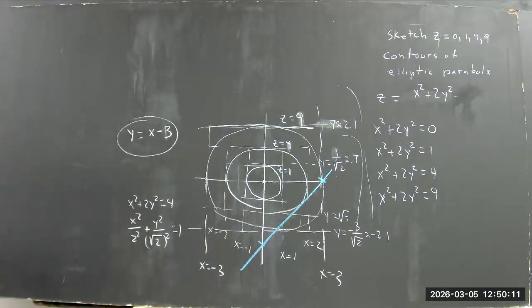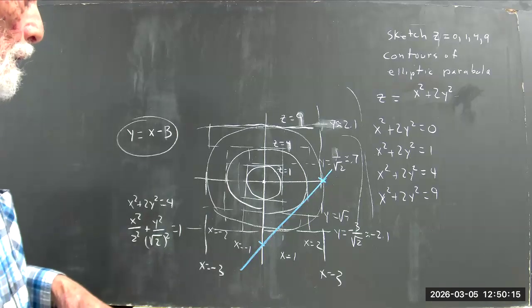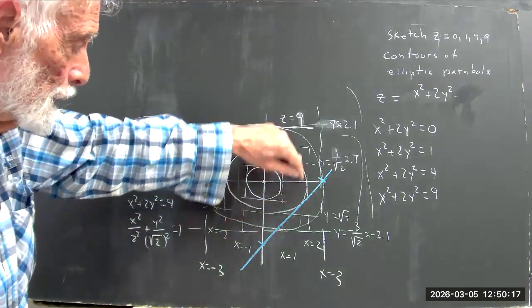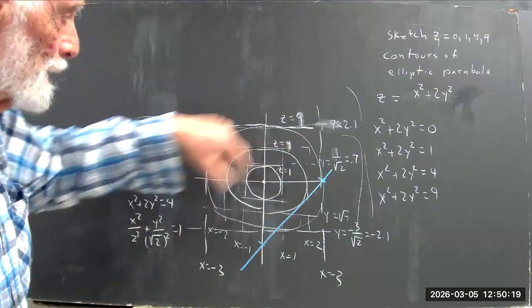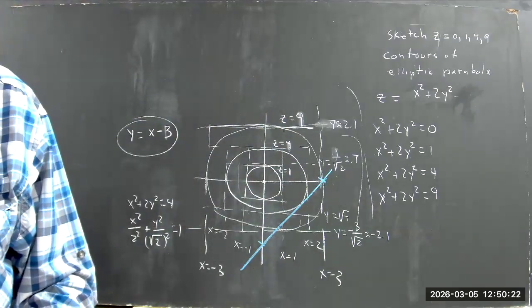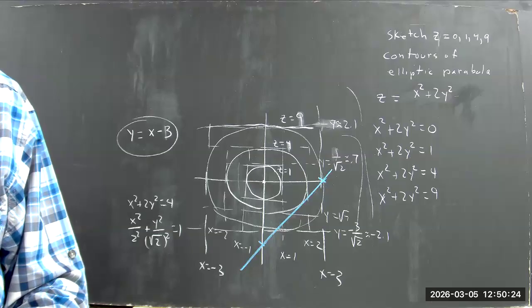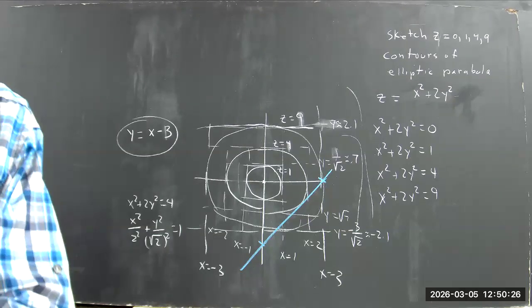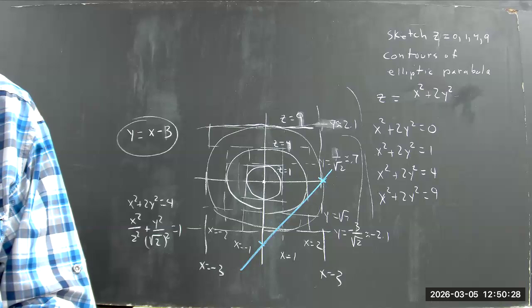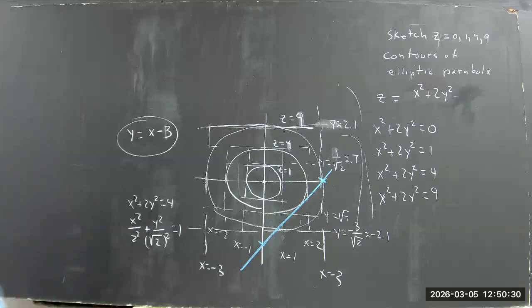Oh man, look at that. I didn't intend for that. It looks like that line is tangent to this second circle. I doubt that it really is, but it looks like it. Okay, does that make sense?